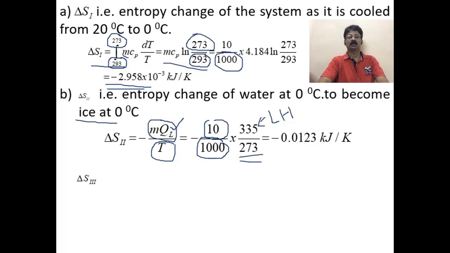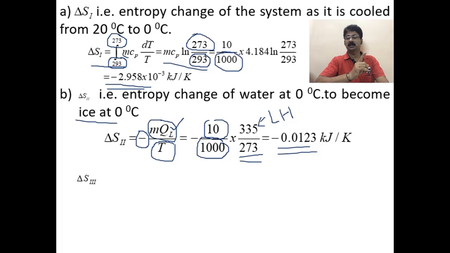So MQL is the total heat removed for 10 grams. For every kg it is 335, so you have to multiply by 10 by 1000. I hope it is a very basic calculation, and since heat is removed, you have to put a minus sign here, and that is very important.